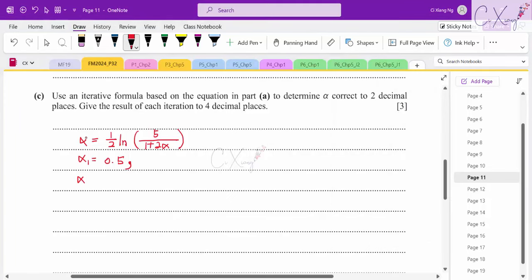Before that, maybe I need to write out one step here. What's the meaning of 0.5 here? Basically it means that I need to substitute 0.5 into my iterative formula.